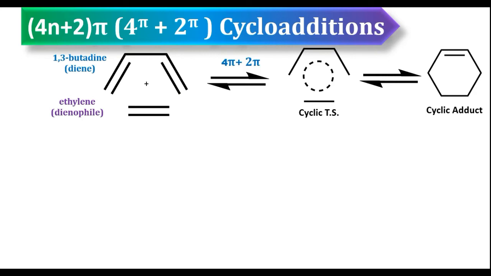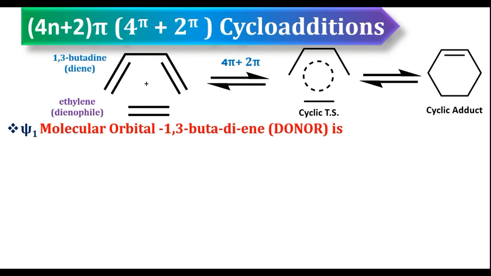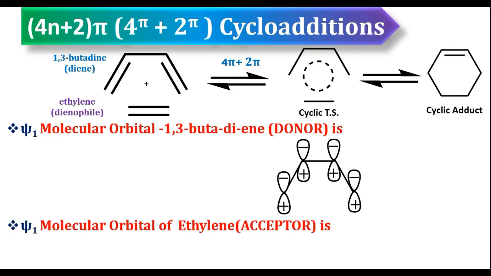Now you see, we need the psi 1 molecular orbital of the diene and the psi 1 molecular orbital of ethylene, because two molecules are there. To explain PMO theory, we need the psi 1 molecular orbital. Now select the psi 1 molecular orbital of 1,3-butadiene. For our convenience I have taken all plus lobes at the bottom side, and all minus lobes at the top side. No problem, that is also right. Now the psi 1 molecular orbital of ethylene, where we have positive signs at the top side.